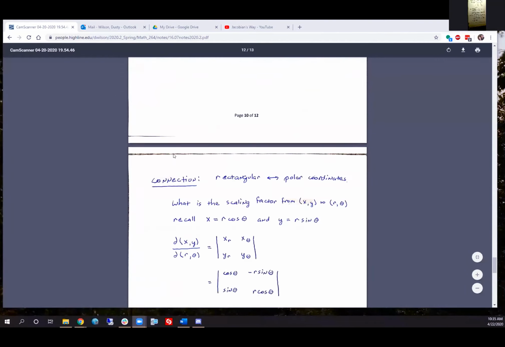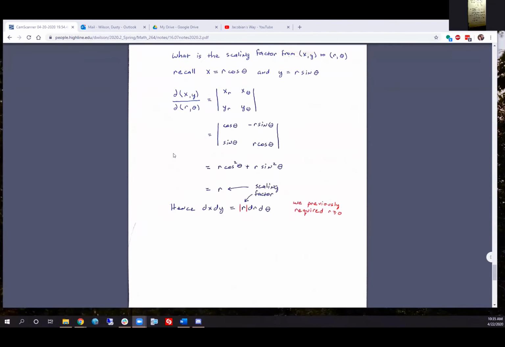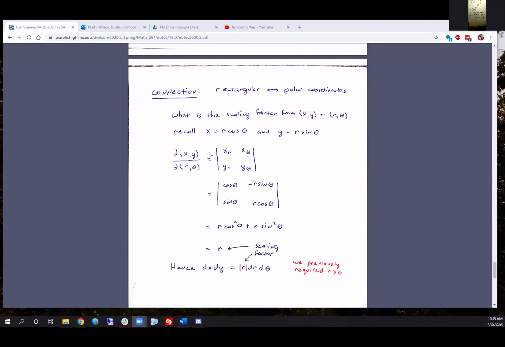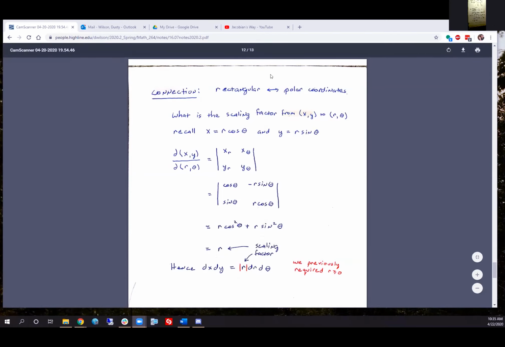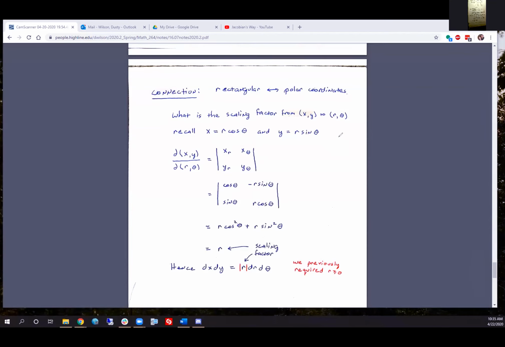So how might this work? Let's make a connection between what we're doing now and the conversion between rectangular and polar coordinates. If you wanted to find the scaling factor to go from xy to r theta, you would use the formula that x equals r cosine theta and y equals r sine theta. So the Jacobian would be the Jacobian of xy with respect to r theta. So xr, x theta, yr, y theta.